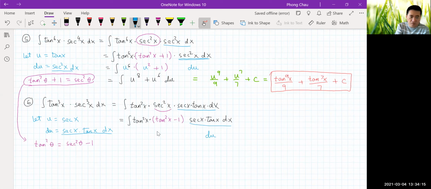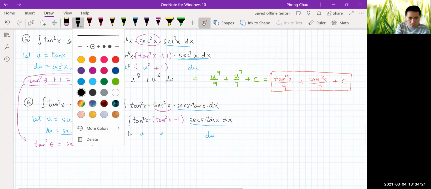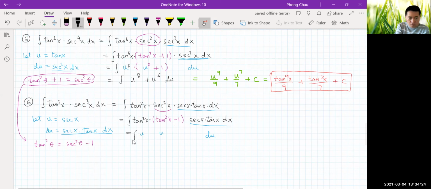Then I have u here, I have u there, and that becomes the integral of u squared times u squared minus 1. Okay, well then what's next? We don't have more integral trig functions. So we can multiply it out here so that we get u to the fourth minus u squared du.